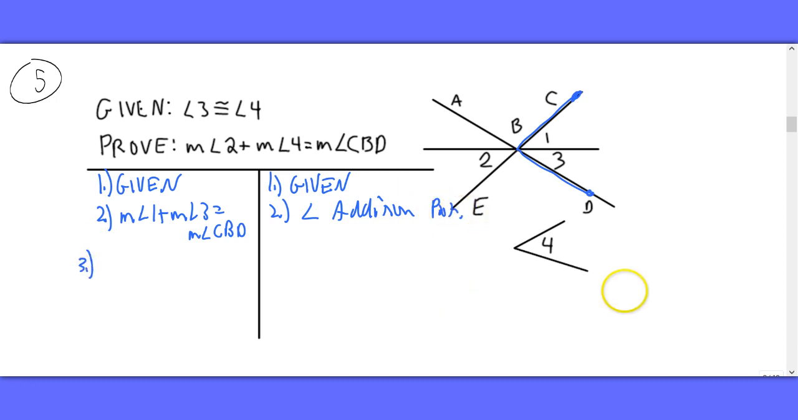Number 3. I don't want 1 plus 3 equals that angle. I want 2 plus 4 equals that angle. In other words, I want to take out this angle 1 and put angle 2 in for it. I need a reason for that. And if I look at my drawing, I can see that angles 1 and 2 are vertical to each other. So I can say that the measure of angle 1 is equal to the measure of angle 2. And we call that the vertical angle property.